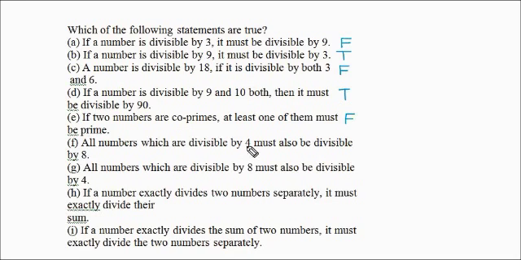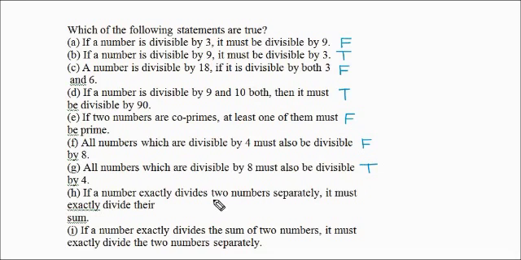All numbers which are divisible by 4 must also be divisible by 8. It is again the same as the first one. It is wrong because 8 is not a factor of 4. 4 is a factor of 8, but 8 is not a factor of 4. So this is false. All numbers which are divisible by 8 must also be divisible by 4. True, because 4 is a factor of 8 and hence it is true.